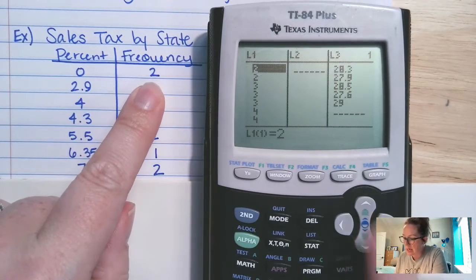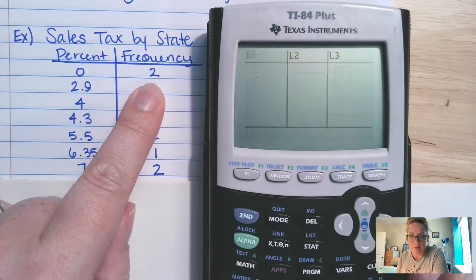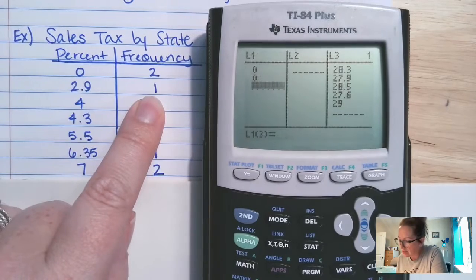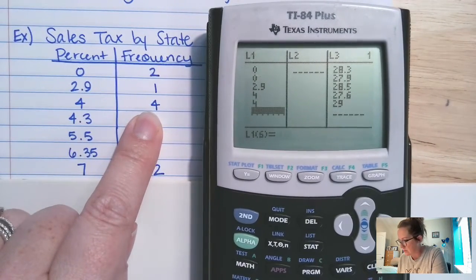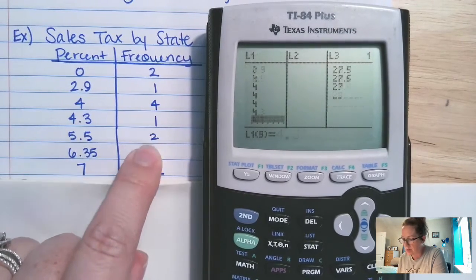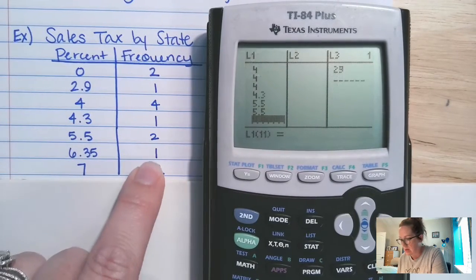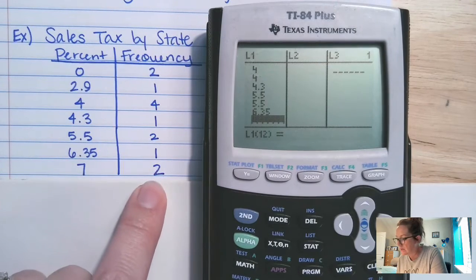So for list 1, again, I want to clear out my data. Remember, you can push clear and then enter. So I have 2 zeros. I have 1, 2.9. I have 4 fours. I have 1, 4.3. I have 2, 5.5s. I have 1, 6.35, and I have 2 7s.